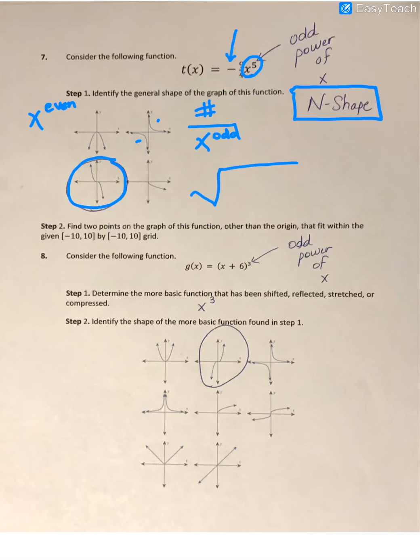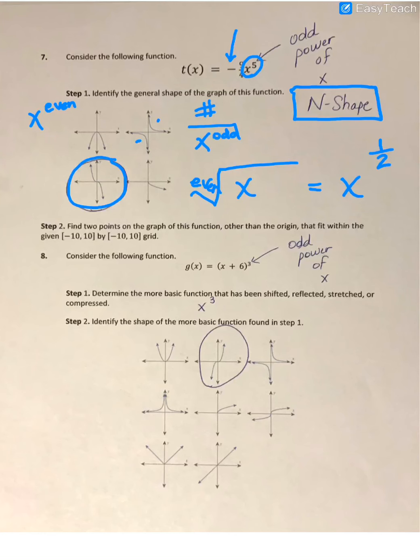x and the root is actually even. So a square root or a fourth root. It could even be written as a rational power, power of a half, power of a fourth. So any type of even root gives you that other shape.